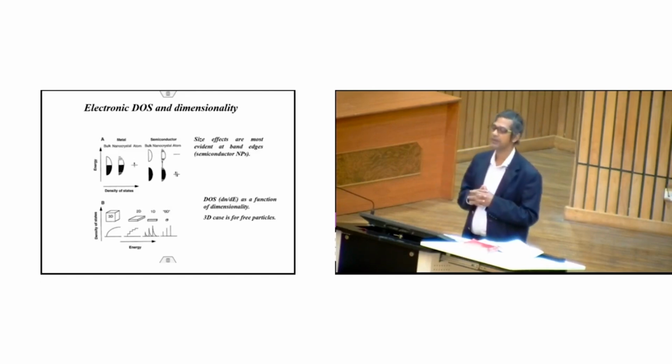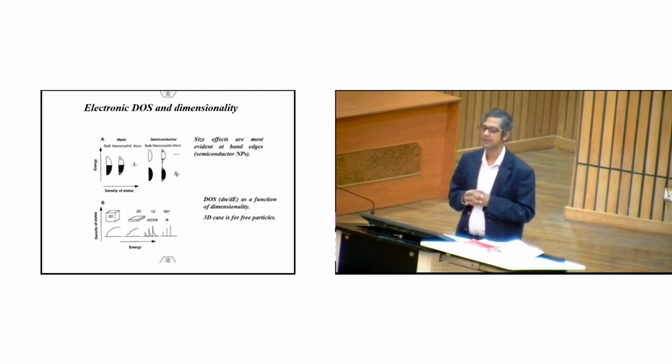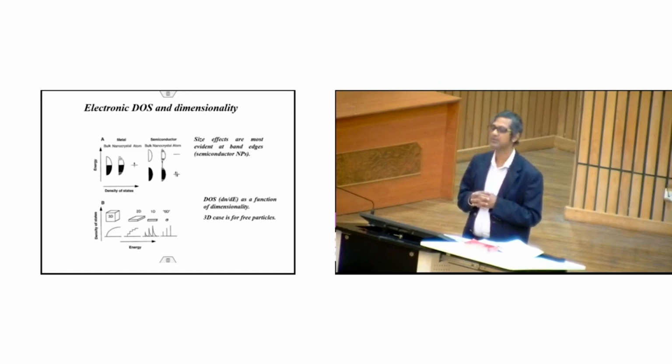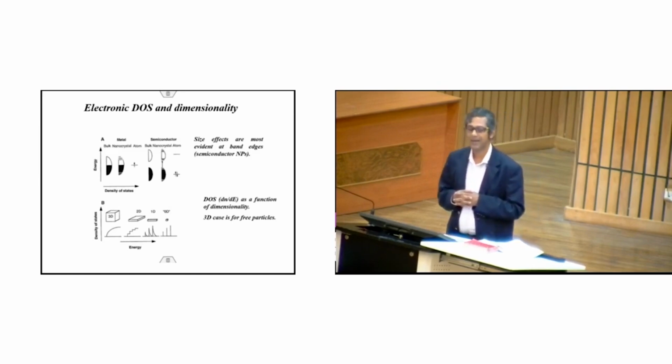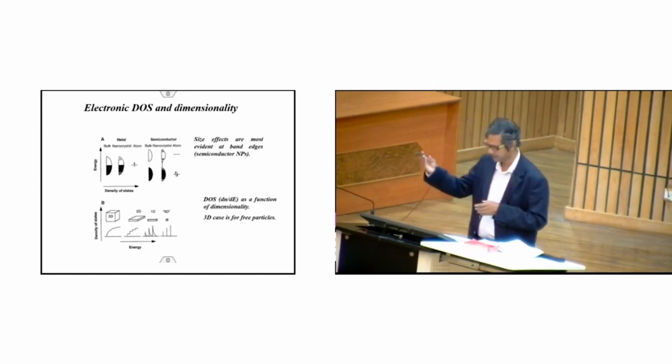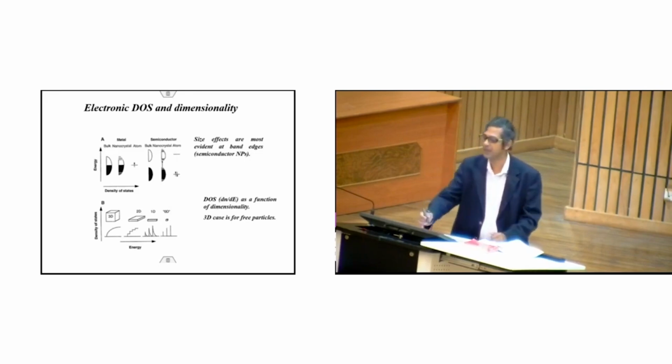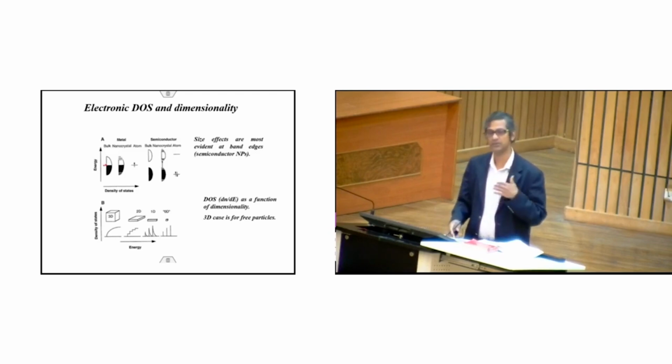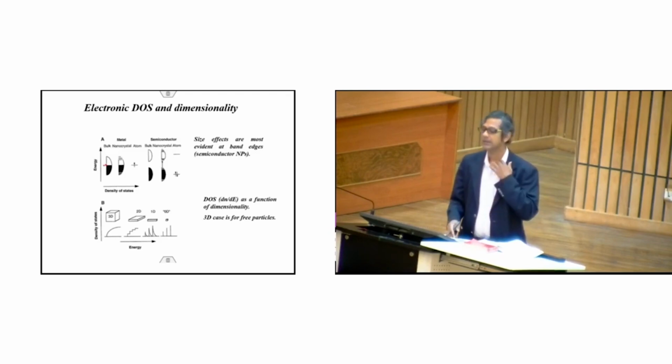So let us compare bulk versus nanoparticles in comparison to density of states. In a bulk, like here in metal, because in metal you have free electrons, you can see the conduction bands and the valence bands overlapping, and this is the Fermi energy level, the highest energy level to which electrons are occupied, the energy bands to which electrons are occupied.